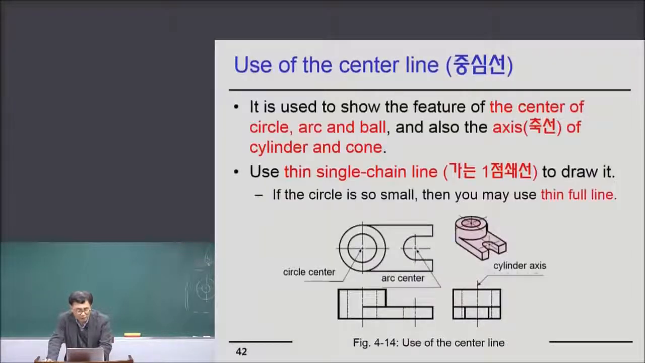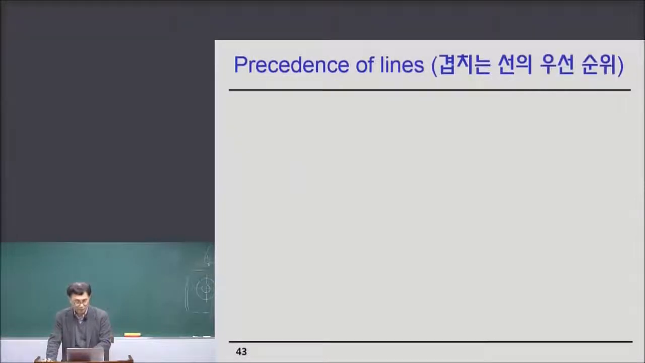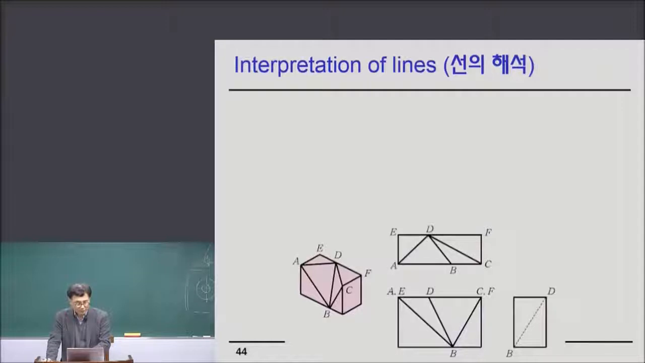One thing I forgot is that if the circle is so small that it cannot accommodate any dashed single chain center line, then it's okay that you may use a thin full line. It's okay if the circle is so small, all right?